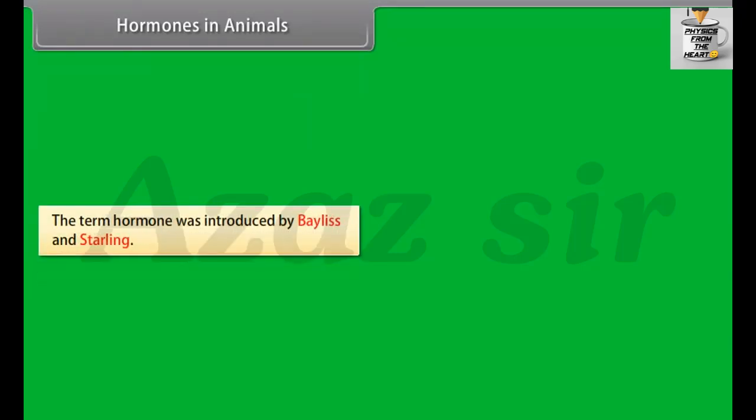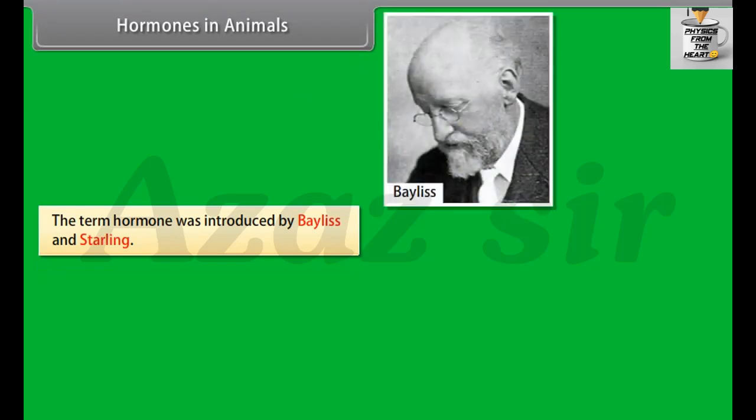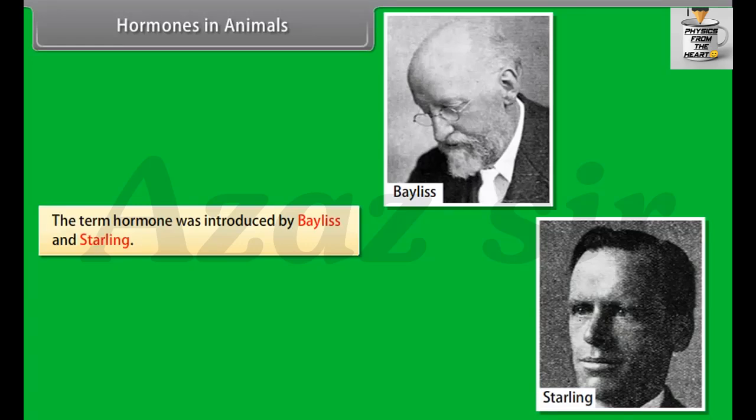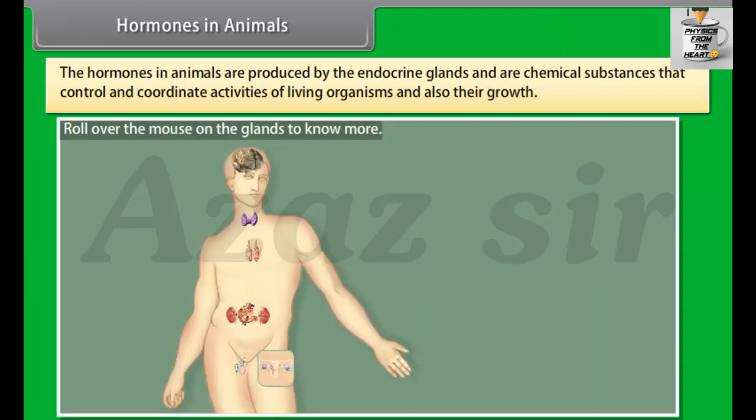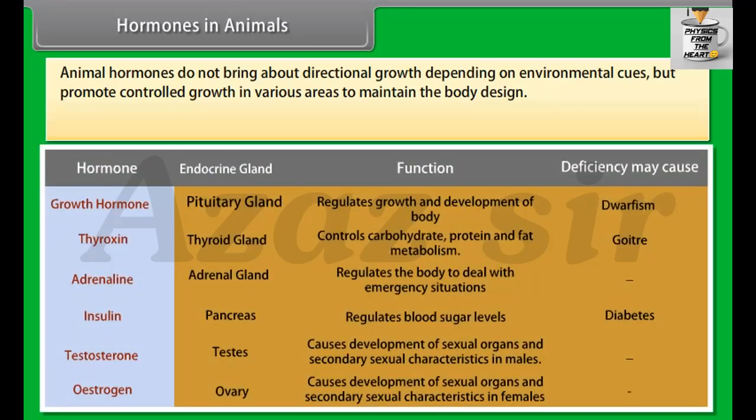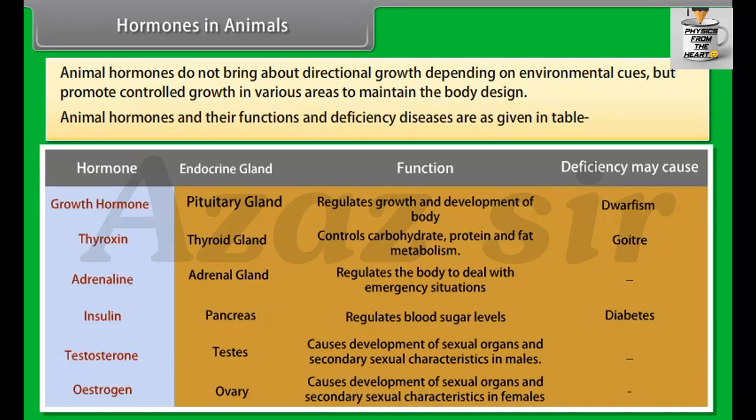Hormones in animals. The term hormone was introduced by Bayliss and Starling. The hormones in animals are produced by the endocrine glands and are chemical substances that control and coordinate activities of living organisms and also their growth. Animal hormones do not bring about directional growth depending on environmental cues, but promote controlled growth in various areas to maintain the body design. Animal hormones and their functions and deficiency diseases are as given in the table.